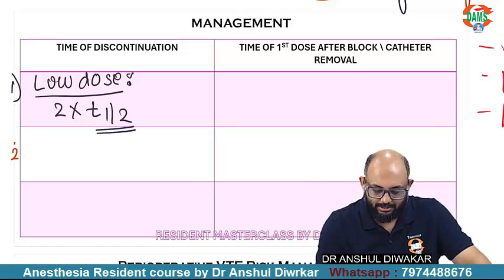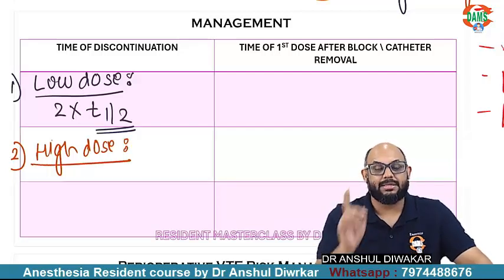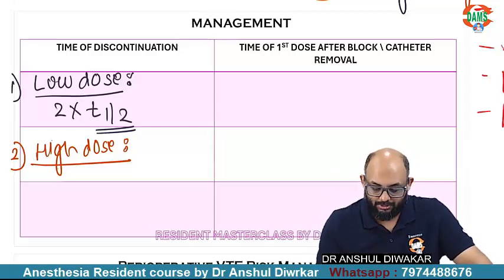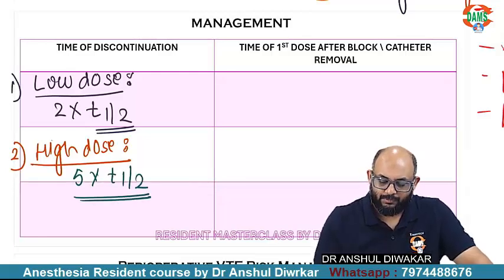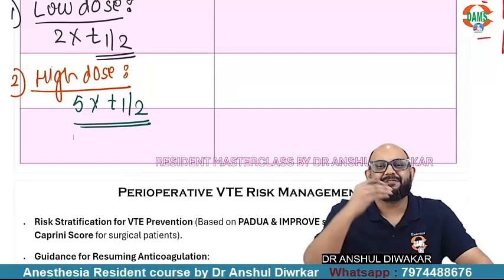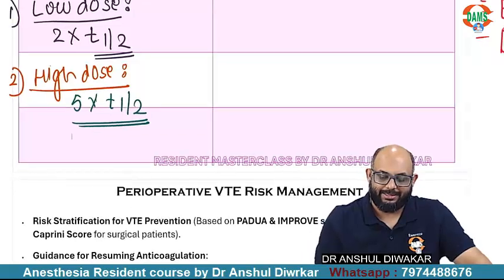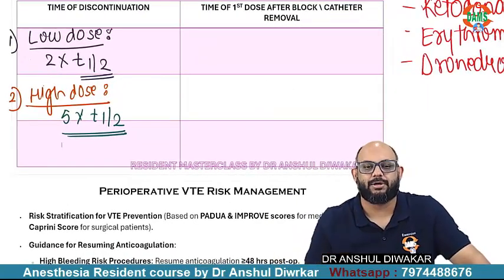But if you are giving high doses for treatment, then because you are using a high dose, the receptors are more avidly bound to the drug. So now you require 5 times the T half. 5 times the T half. So almost 95% of the drug will get eliminated. That is your criteria. What is the time of discontinuation before putting in a spinal or epidural?